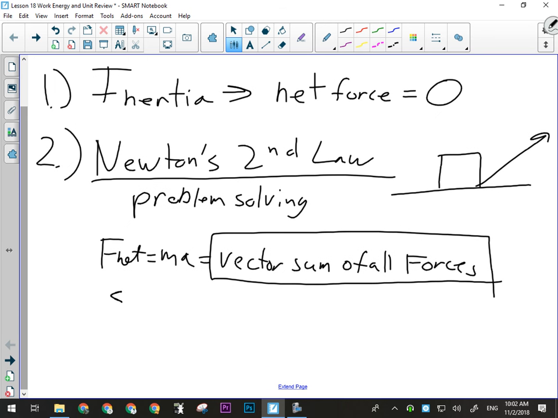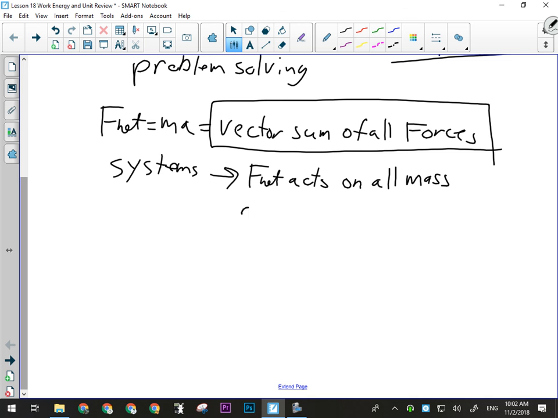Okay, another one to remember is the laws governing systems. Remember that F net acts on all the mass, and as a result, all masses in a single system accelerate at the same rate. Okay, that was important when we did pulley questions. It was important on our Newton lab.